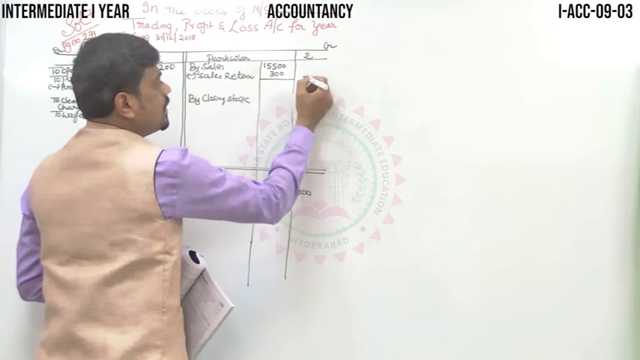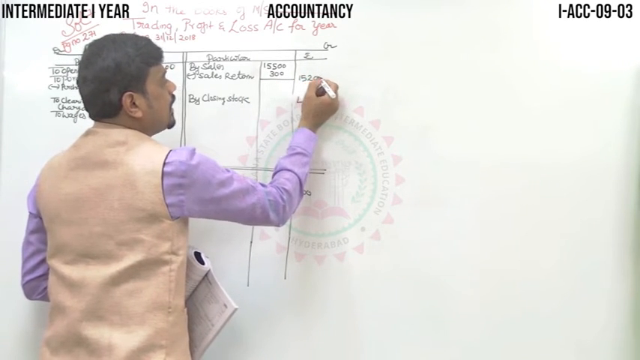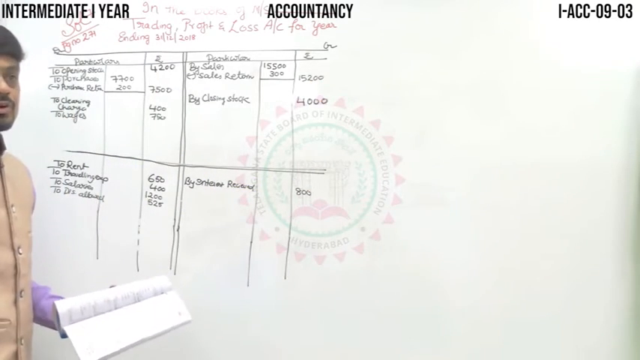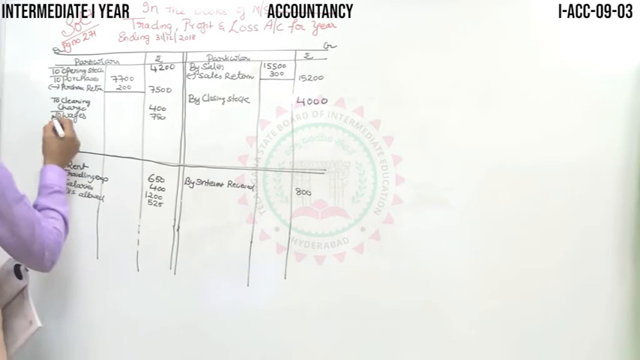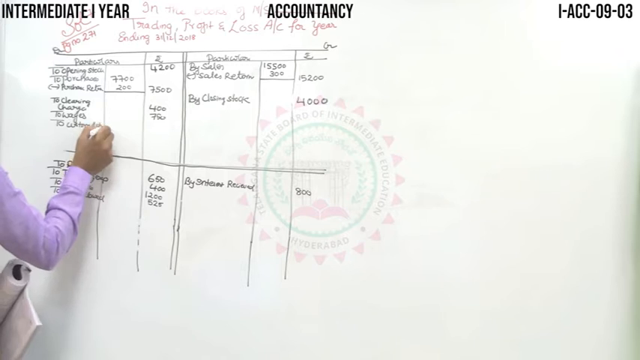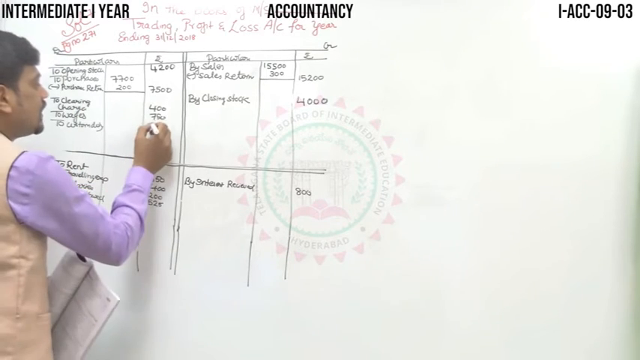Again one line, 15,200. Then customs duty. Customs duty is a direct expense. So to customs duty 600.